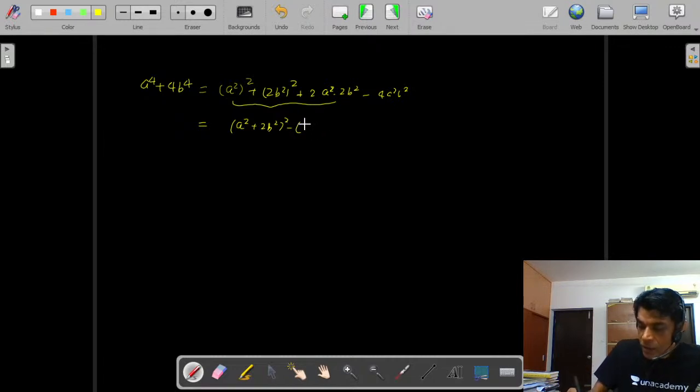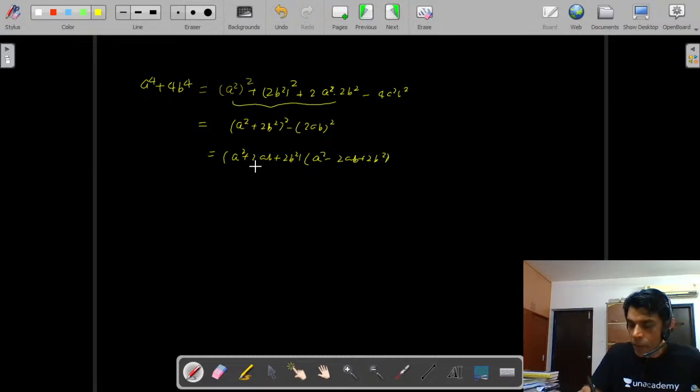Okay. So now this is (2ab) whole squared. So now I can write this as (a squared plus 2ab plus 2b squared) times (a squared minus 2ab plus 2b squared). The normal book stops at this point. I will not stop here. I would rewrite it again.